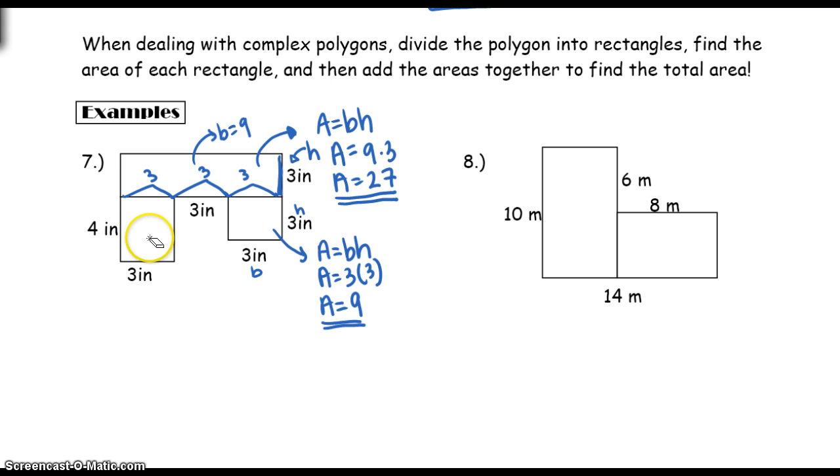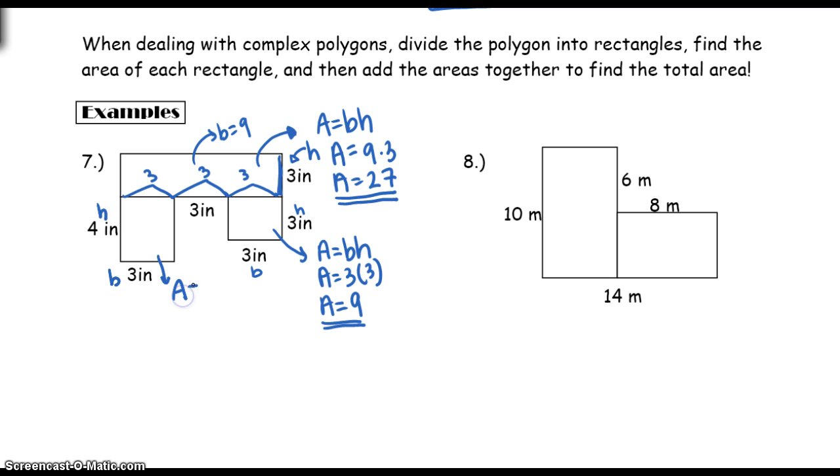Now let's go over here. Now I will admit sometimes it's confusing to tell what lengths they're trying to tell you this is, but do you see how 4 inches is nice and centered right here? They're telling you that this little length right here is 4 inches, okay? So if that's 4 inches and the other one's 3, that must be your height, that must be your base.